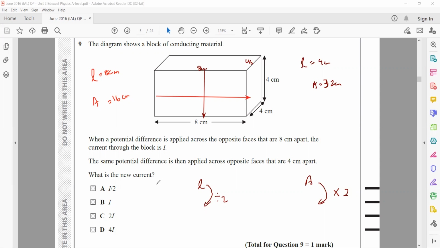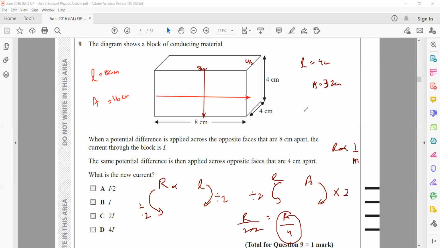and the relation: resistance is directly proportional to length. So if the length decreases, resistance will also decrease by 2, and resistance is inversely proportional to area. So if the area is doubled, resistance will be halved. So both changes cause the resistance to decrease by 2. So the total change in resistance will be by 4.